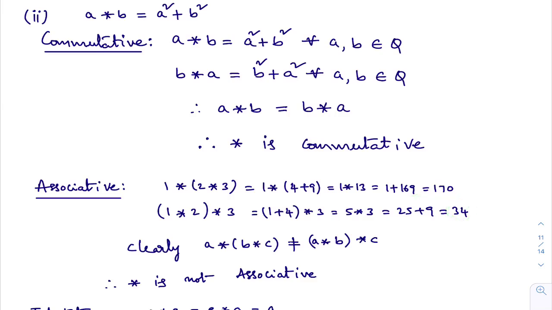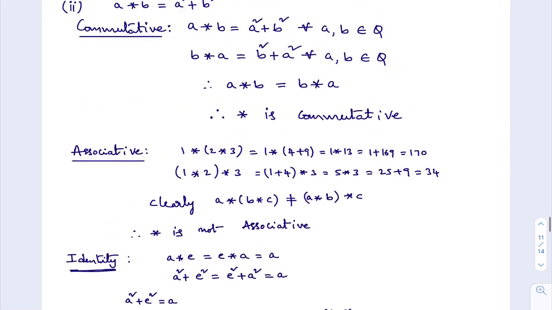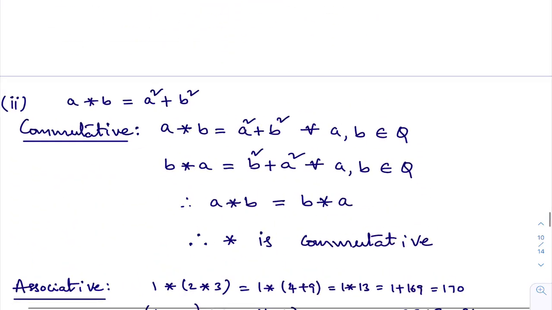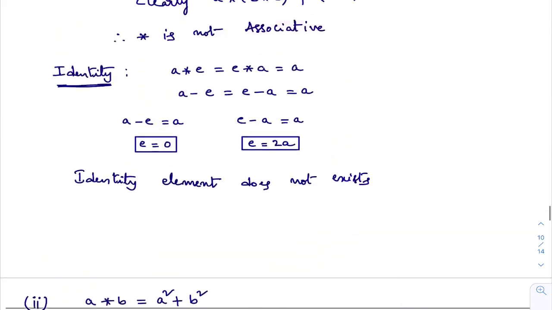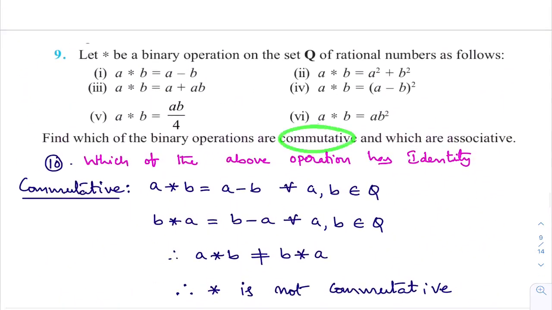So what did you come to know here? A star (B star C) is not equal to (A star B) star C. Therefore star is not associative. I hope you understand this. This star is not associative. So in this problem I checked associativity and commutativity for the binary operation.